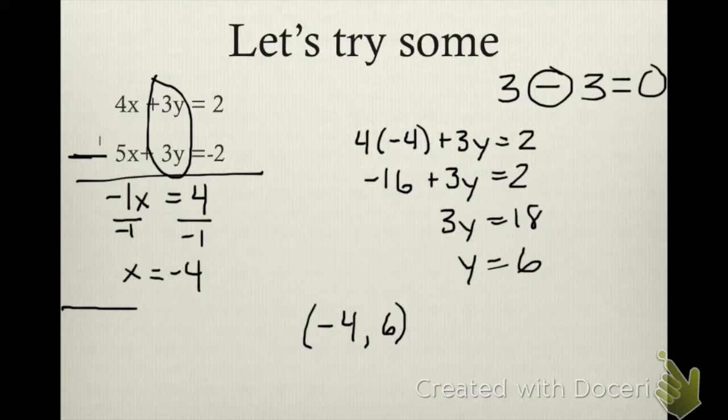If I check that real quick, in my first equation I would get negative 16 plus 18, which equals positive 2. In my second equation I would get negative 20 plus 18, which equals negative 2. So it works for both these equations. So negative 4, 6 is in fact my solution.